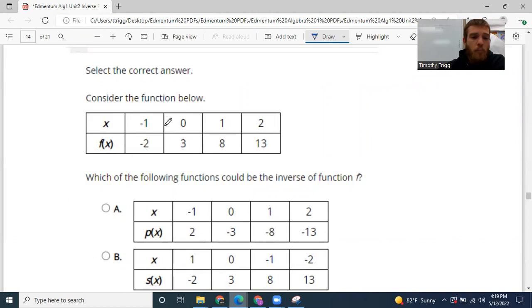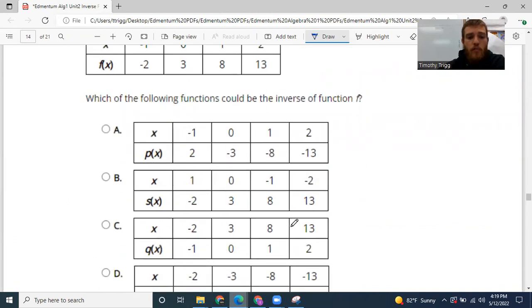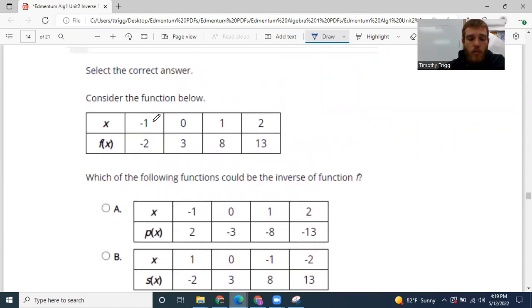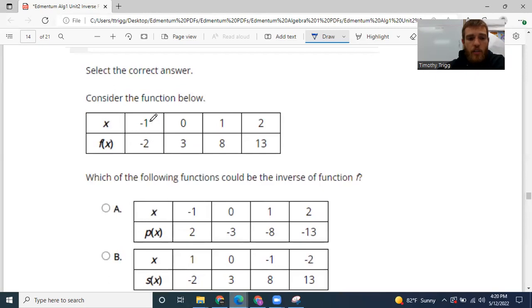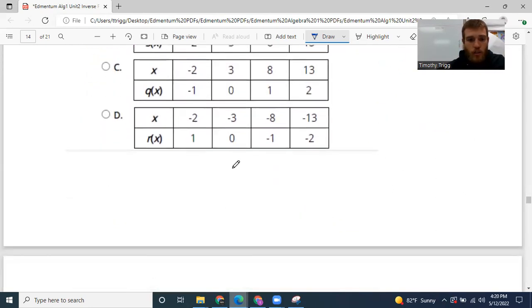All right. If these are points on our function, which of these represents points for the inverse? So remember, for the inverse function, you would swap the x and y. So instead of -1, -2, it would be -2, -1. Swap the rest of the points to find the correct inverse function.